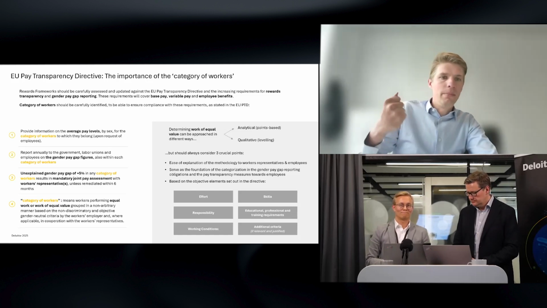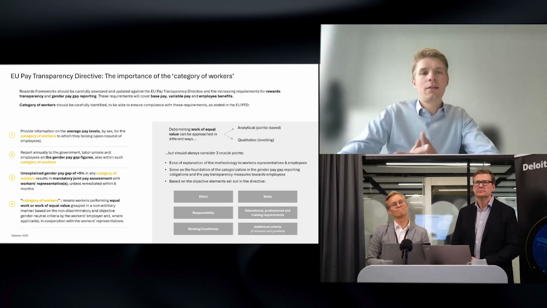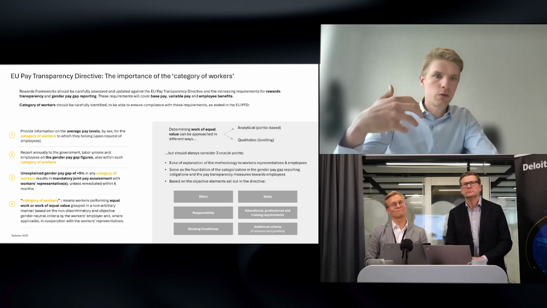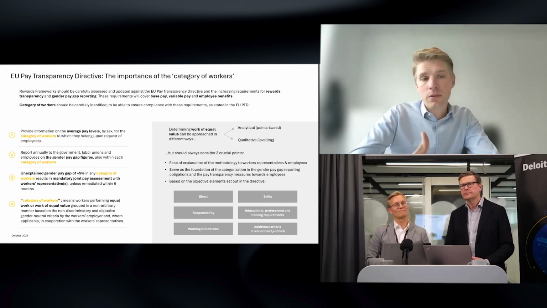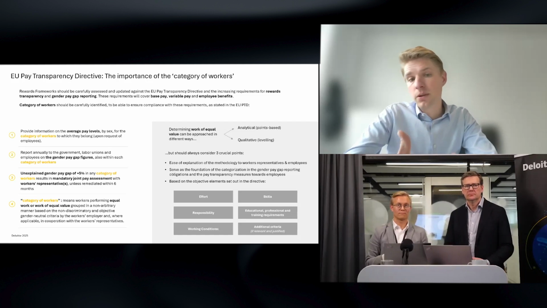So again, there in the measures, that 5% threshold, we're not only looking at the full company, but we're also looking at that from a category of workers perspective. And so I think from a transparency, reporting, but also a measures perspective, it's each time referring to the notion of category of workers. And then the fourth element is actually referring to a definition of category of workers. What is that? The directive explains it as workers performing equal work or work of equal value grouped in a non-arbitrary manner and based on non-discriminatory and objective gender-neutral criteria. And it is done in cooperation with the worker representatives.